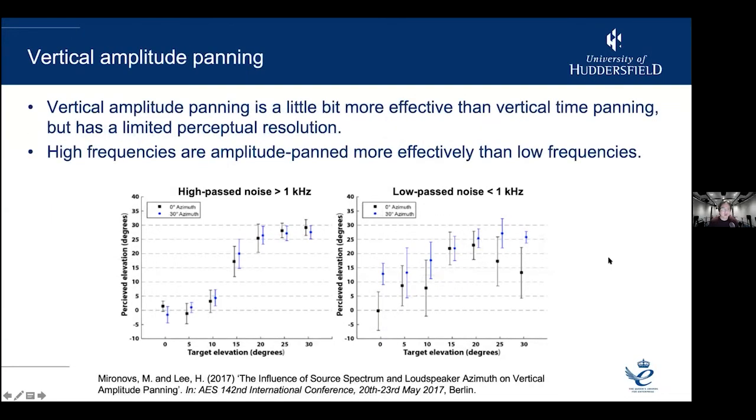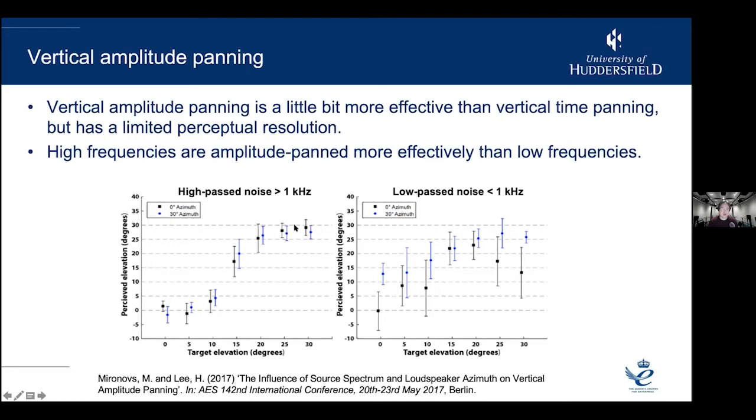How about amplitude panning? This is a very popular technique used everywhere. Pan pot and 3D panning is usually done using amplitude cues. But also we can see this pitch height effect oriented phenomenon here. So this is high pass filtered noise above 1 kHz. There is a better panning than time panning here.